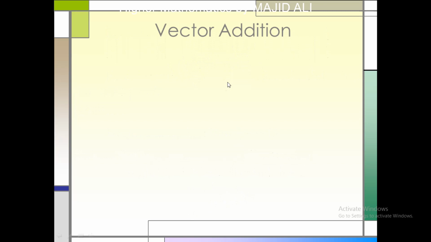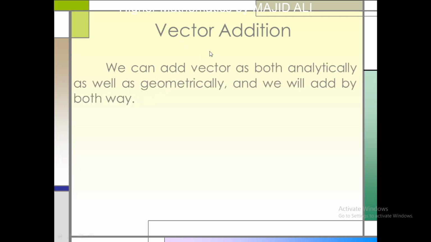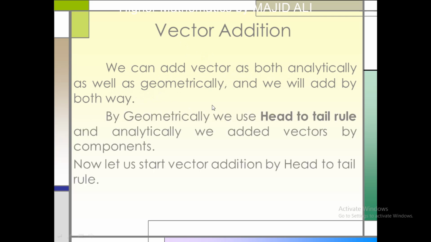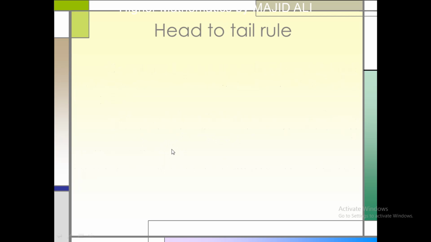This is our second topic, which is vector addition. We add vectors both geometrically and analytically. First, geometrically, we can add vectors by the head to tail rule. Analytically we use usual simple algebraic expressions.